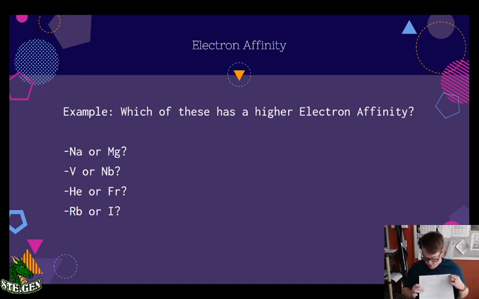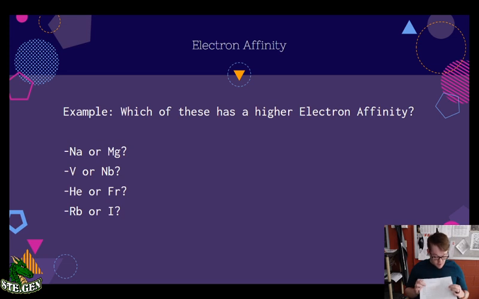Helium or francium. Well, francium is pretty low. It's on the opposite side of the table. But helium, as I said, the rule that we're going to go with for this class is that all the noble gases have the lowest electron affinity. Sure, francium really doesn't want to get another electron, but helium is already happy, and it will fight to keep that happiness, and it will take a lot of energy to get it to take that electron.